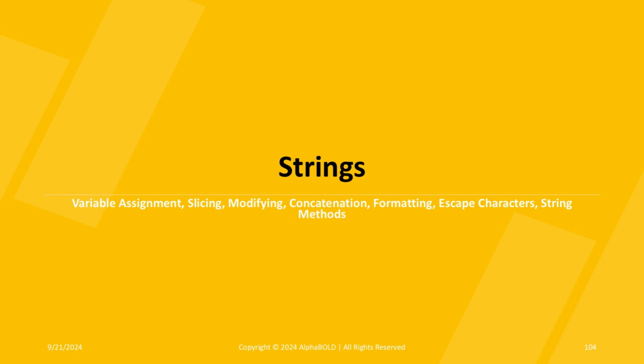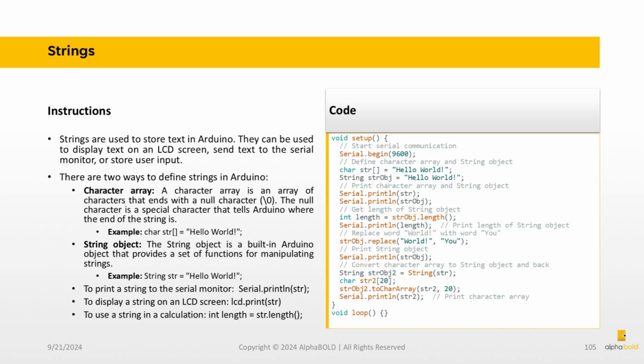Strings. Strings are used to store text in Arduino. They can be used to display text on an LCD screen, send text to the serial monitor, or store user input. There are two ways to define strings in Arduino.